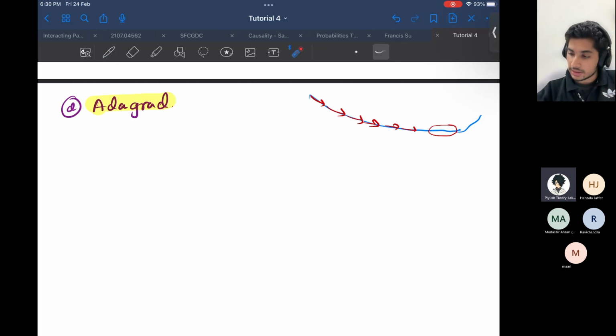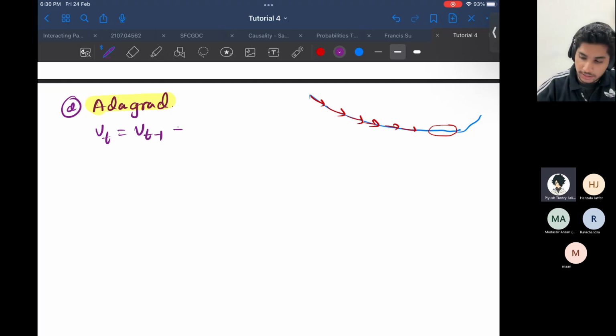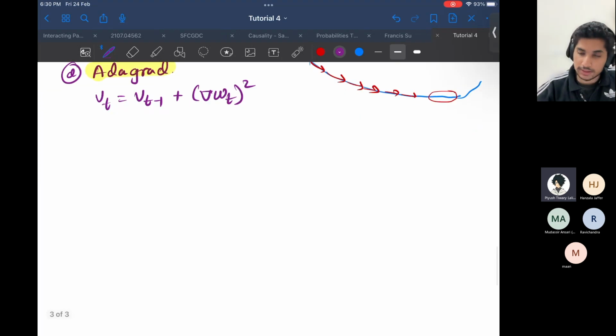So in that case, using this information, you say that maybe I should restrict myself to a lower step size. And how is that manifested? It is manifested in the following way. You construct something like vt is equal to vt minus 1 plus the gradient with respect to wt, whole square.